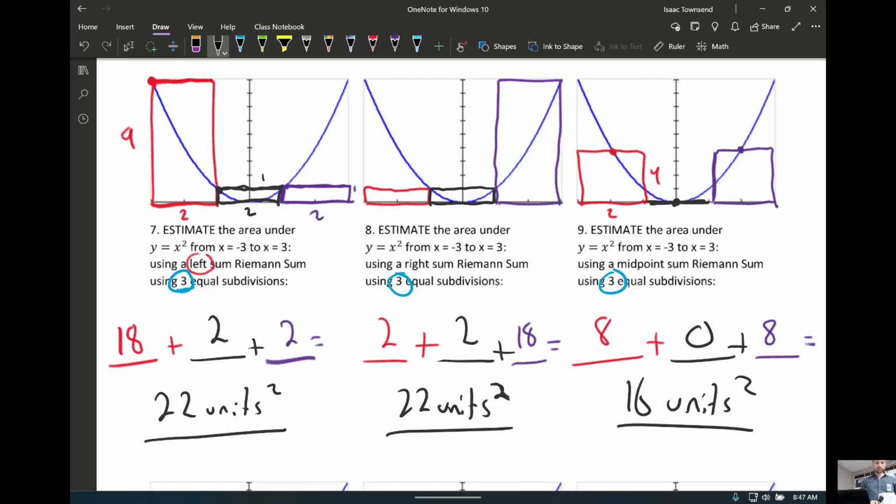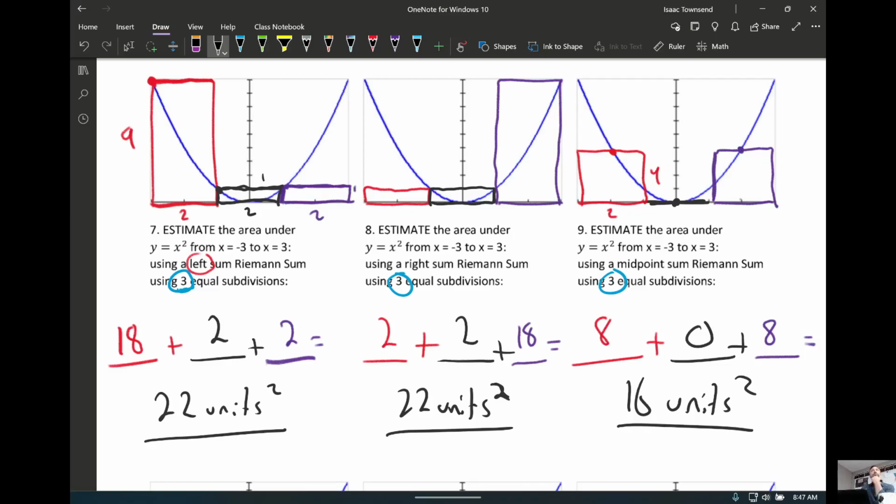Okay, and we're not going to get into today how to figure out the exact area, but it takes me just a second here to give you an idea of how good these estimates are. The exact area would be 18 square units. So somewhere between 16 and 22. Usually midpoint is a little more accurate. Usually the actual area is somewhere between the left sum and the right sum.